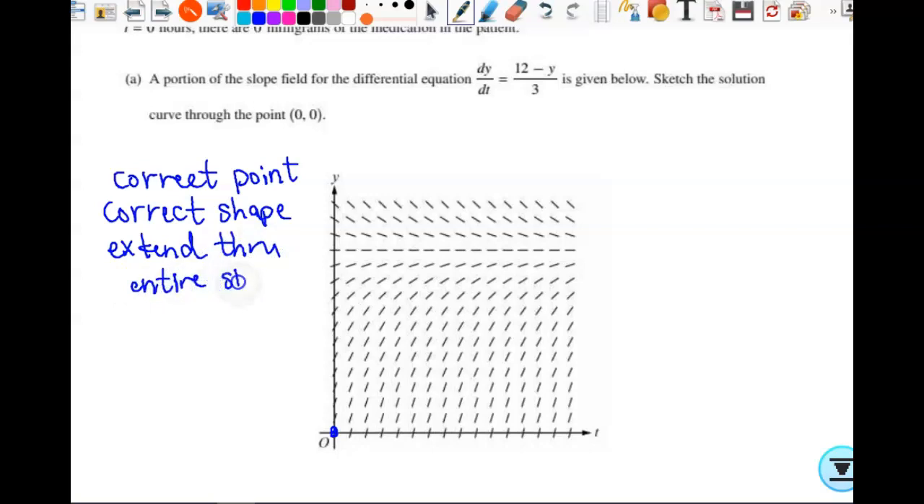So check your solution. Did you go through the right point? Does it have the correct basic shape? If we let the tangent lines guide us, eventually we're going to see this horizontal asymptote situation. And then make sure you use the entire slope field, so extend that solution curve through the entire field.